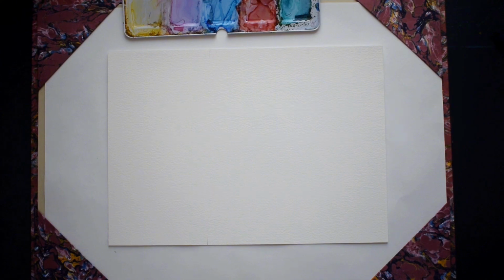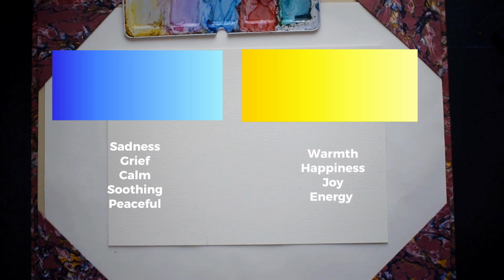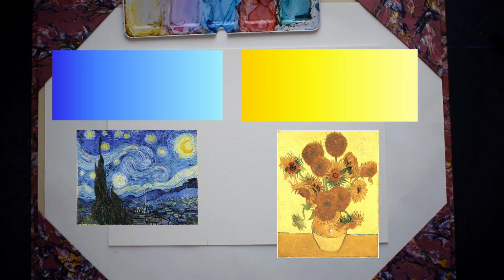So, for example, blue is often associated with sadness, grief, or a calming effect, so paintings with a blue hue tend to give off this sense. Whereas yellow is associated with warmth and happiness, and often paintings in yellow bring about those emotions. A really simple example of this would be Starry Night and Sunflowers by Van Gogh. Starry Night is peaceful and soothing in a way, whereas Sunflowers is joyful, and the colour 100% contributes to the mood and the impact of them.